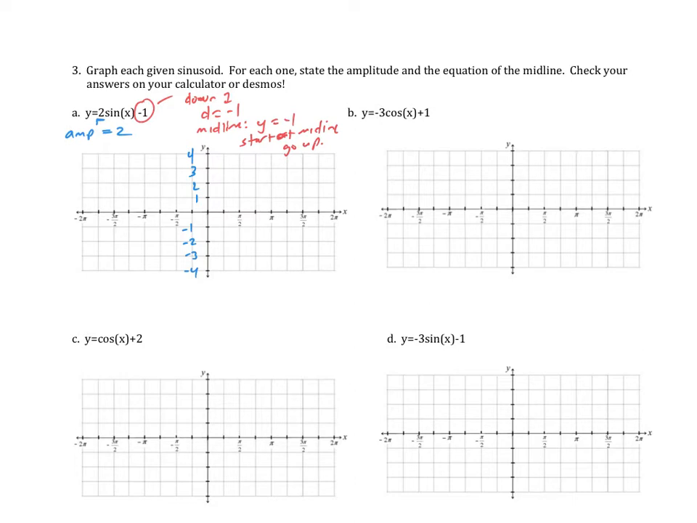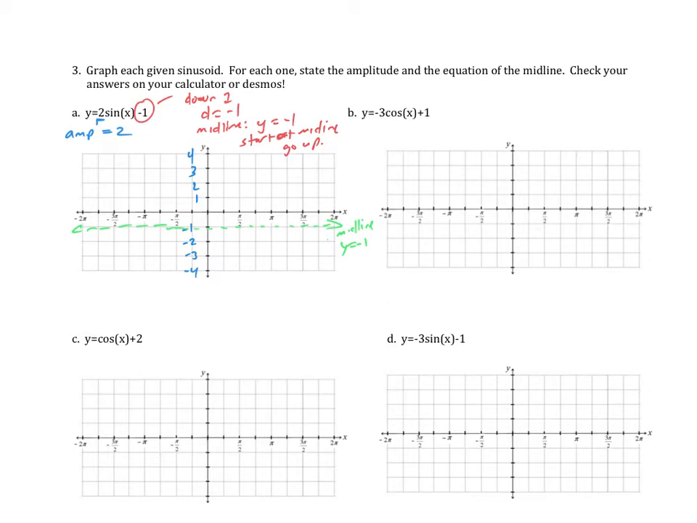And we know that sine normally starts at the midline. So when I graph these, what I do is I will draw in the midline. I'm going to draw in a dotted line, because it's not really part of the graph, at the midline. So this is the midline, y equals negative 1.